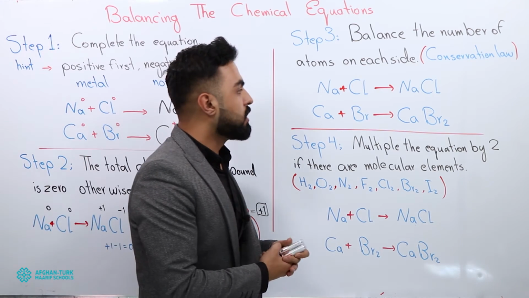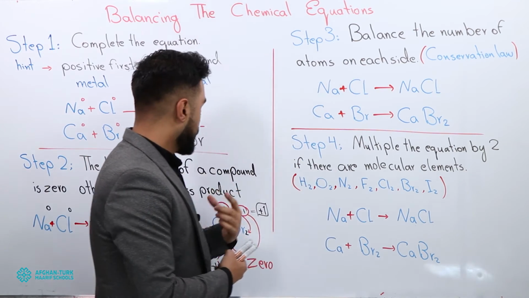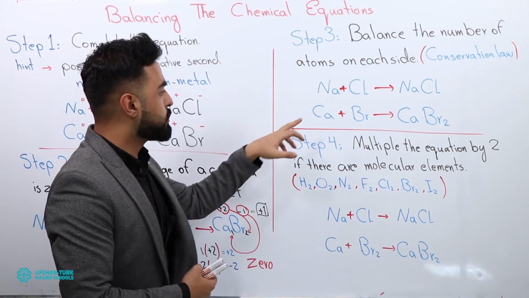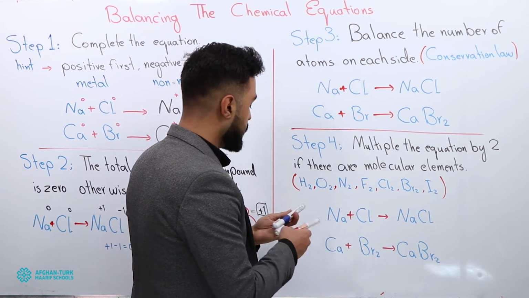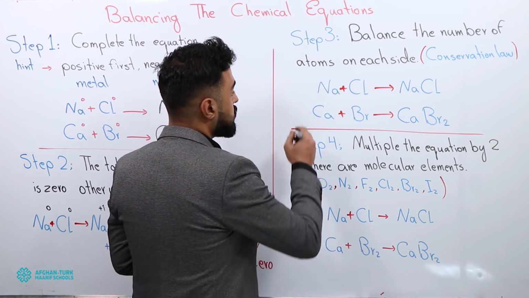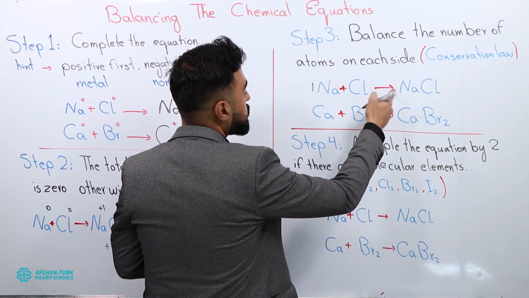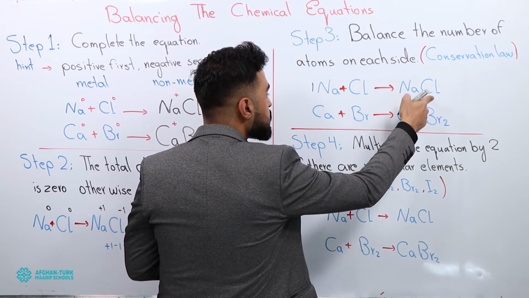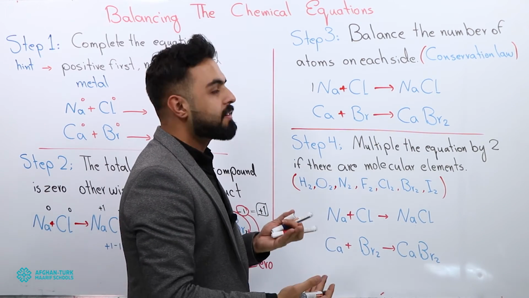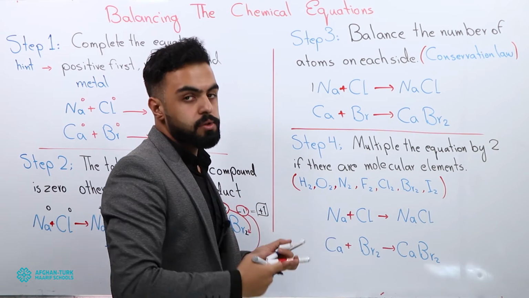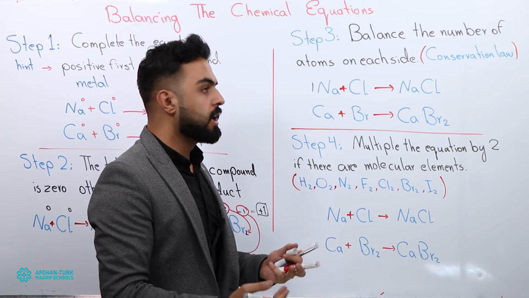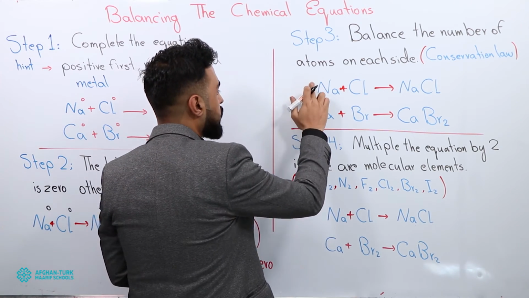So for sodium chloride, because it doesn't change, here we have 1 sodium, 1 sodium. We have 1 chlorine, there is 1 chlorine. So we have 2 atoms on the left side and 2 atoms on the right side. So they are balanced together.